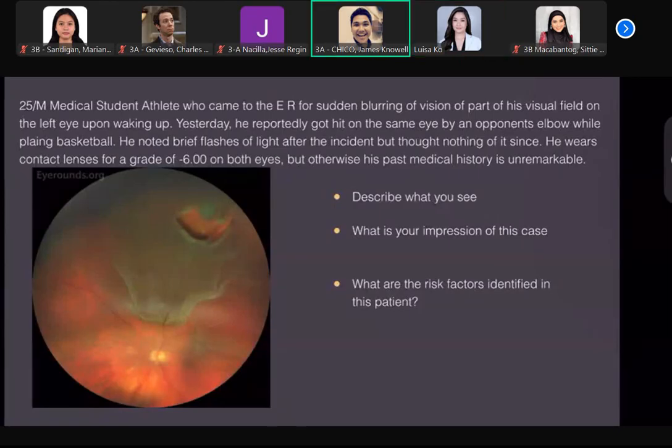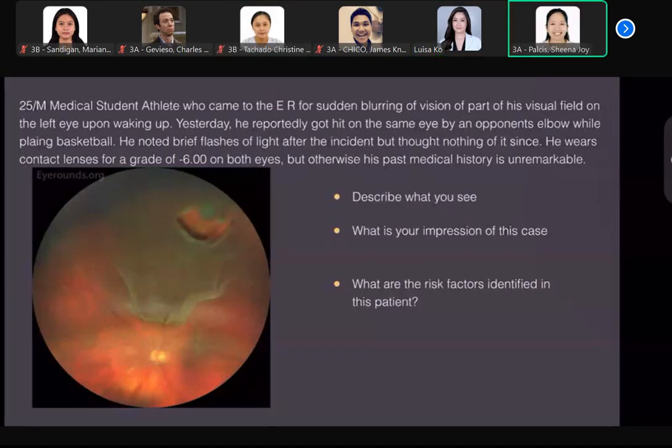Number one is trauma. What's another risk factor? Contact lens. High activities though, while playing basketball, might be associated with trauma as well, Doc. Okay, good. What else? I heard somebody say contact lens. Why contact lens?